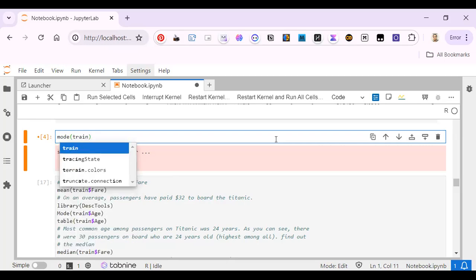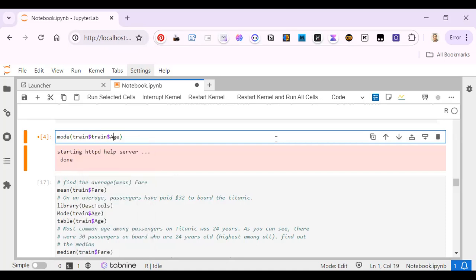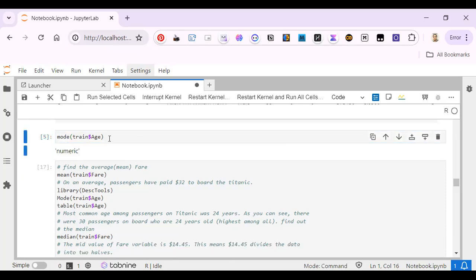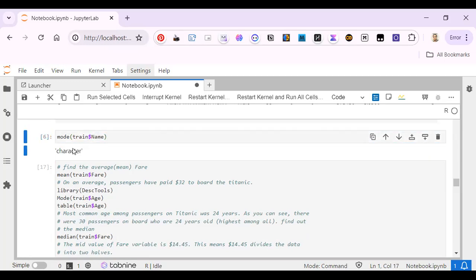it is. For example, I am taking train, and I'm just taking age. Now it will clearly mention age is numerical data, so it will clearly mention it's numeric. Okay. Now go to name, same way, the names of the persons. So I'm just typing name, and it's character oriented. Okay, so that mode is different. This mode indicates the most repeatable entity.